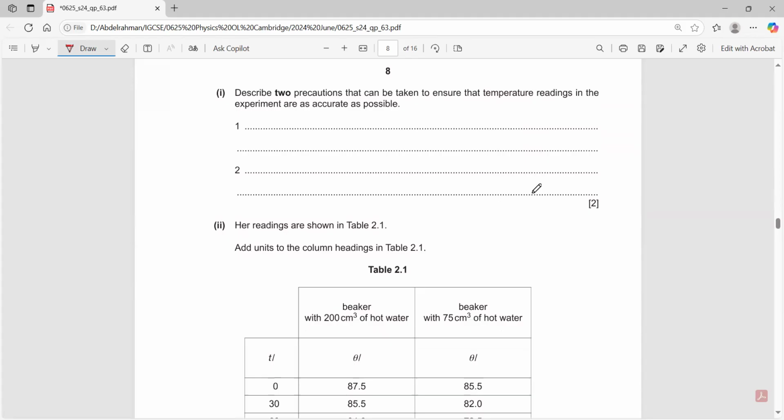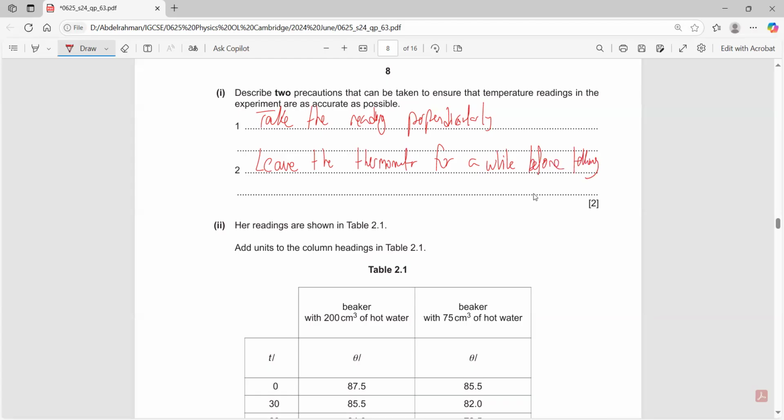Describe two precautions. What are two precautions that could be taken? First of all, take the reading perpendicularly to avoid parallax error, and leave the thermometer for a while in the water before taking the reading.